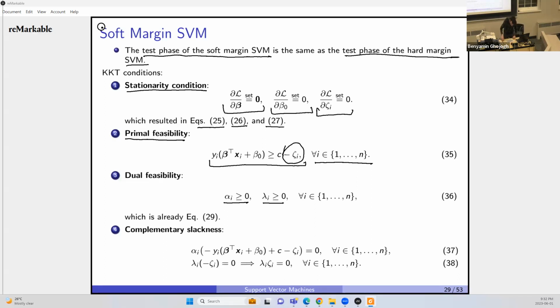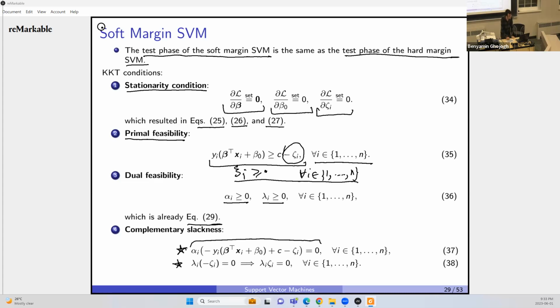Yeah, zeta i's should be non-negative for all i from one to n. I forgot to write it, okay? So we have these, and by the way, equation 36, which is already in equation 29, and complementary slackness, these two. So we had it as before. So alpha i times its constraint should be zero.